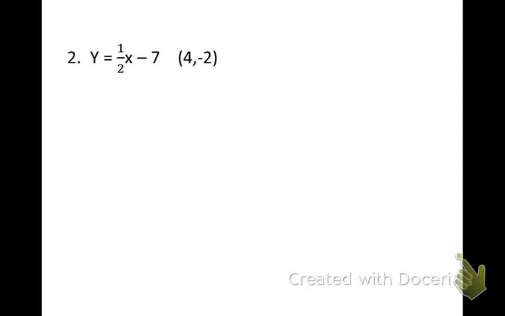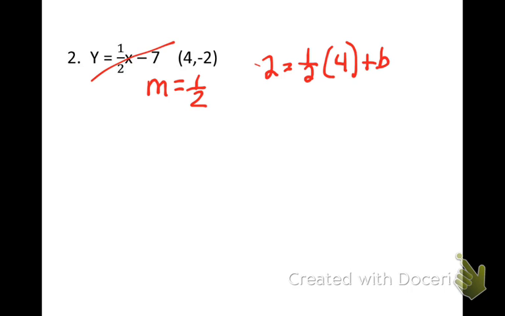Again, we want it to be parallel to this, so we pick out the slope. So what's going to be the slope? Well, the slope of this line is 1/2, so that's all I need out of there. I'm now going to use these things to find the new b. So y is -2, m is 1/2, x is 4, plus b.